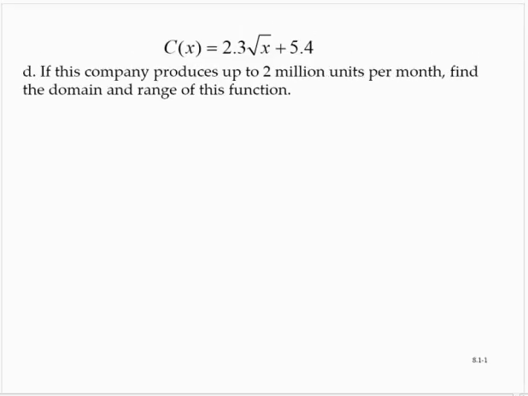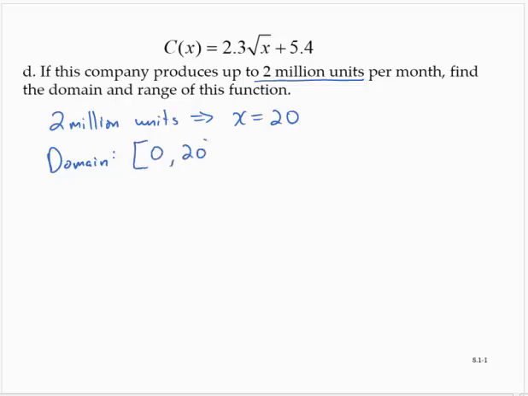If this company produces up to 2 million units per month, find the domain and range for this function. All right, so again, up to 2 million units is the same as saying x is equal to 20. So therefore the domain would be from 0 to 20.